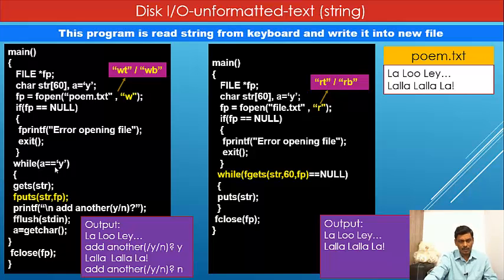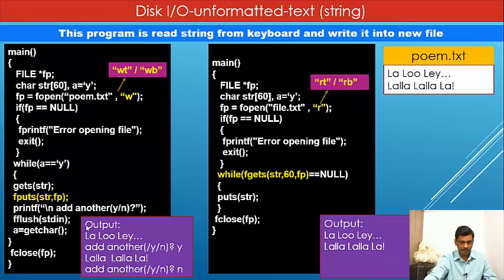While a equal to y: a already holds the value y, so y equals y and the condition is true. Then gets(str). gets is a console input function to get a string. It gets the string from the user through the keyboard. We can type a string, and when we press the enter key, everything up to the enter key gets stored into str.